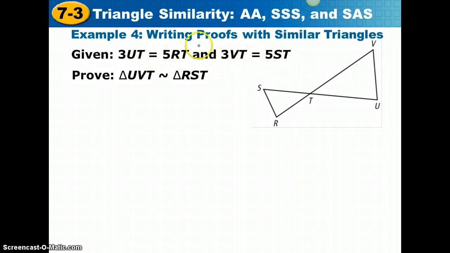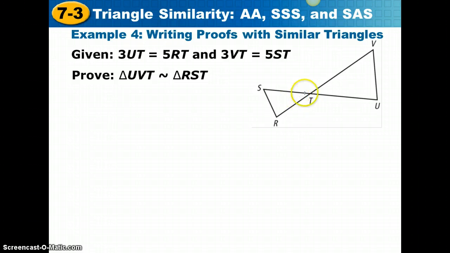What these might look like to you, at least I hope they will, these should look like cross products. That means I can write a proportion out of this cross product and a proportion out of this cross product to show that the ratios are equal, or that the side lengths are proportional. I've got UT and RT. UT and RT are corresponding sides, and VT and ST, those are corresponding sides. So there's a pair of corresponding sides that I should be able to show are proportional.